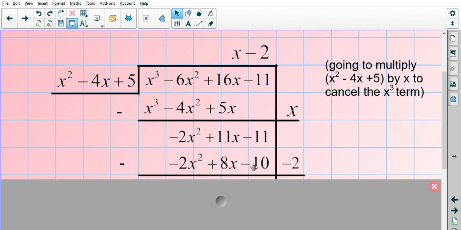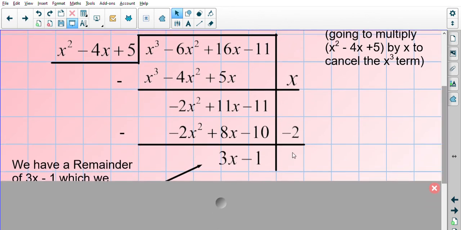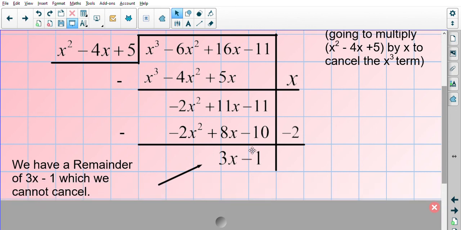Remembering we're now doing a subtraction in order to get rid of this. These are the same, so they will cancel. 11x minus 8x will give me 3x. Negative 11 minus negative 10 will give me negative 1. So again, I get my answer 3x minus 1. I cannot cancel this any further. The biggest term this has now is just x. I could only get rid of this by multiplying, and it would leave me with x squareds, so I don't want to do that. That is how much I can take away. So that is now my remainder.